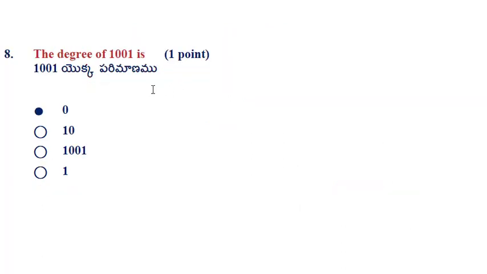The degree of 1001 is... 1001 is a constant. So for any constant except 0, the degree is 0.